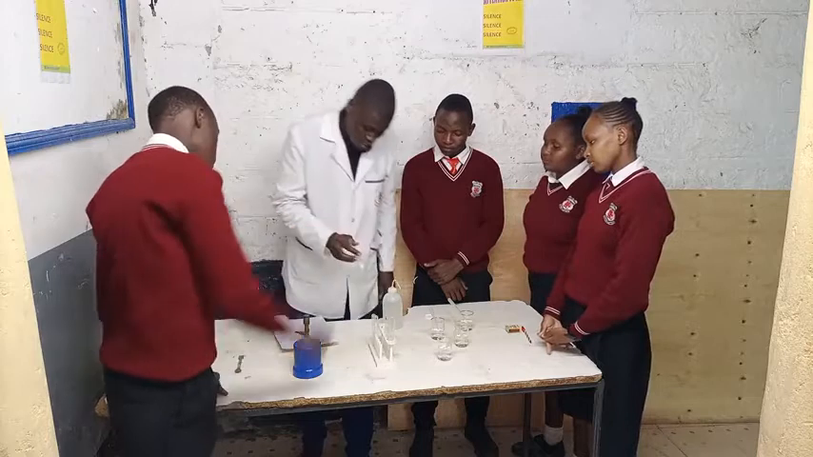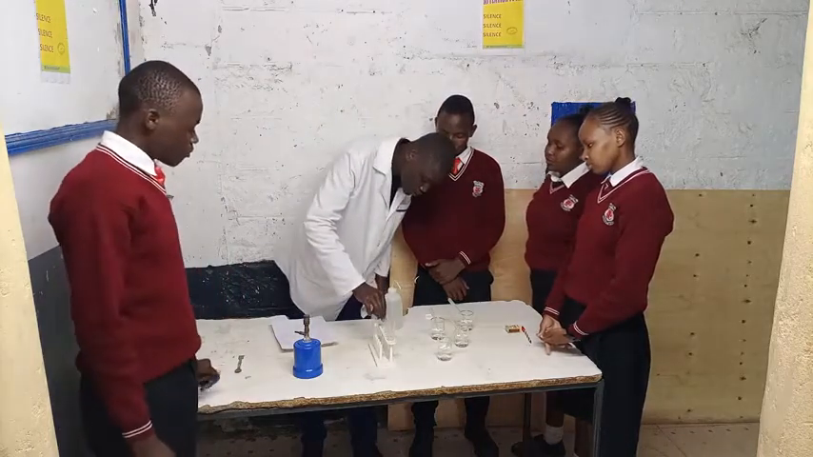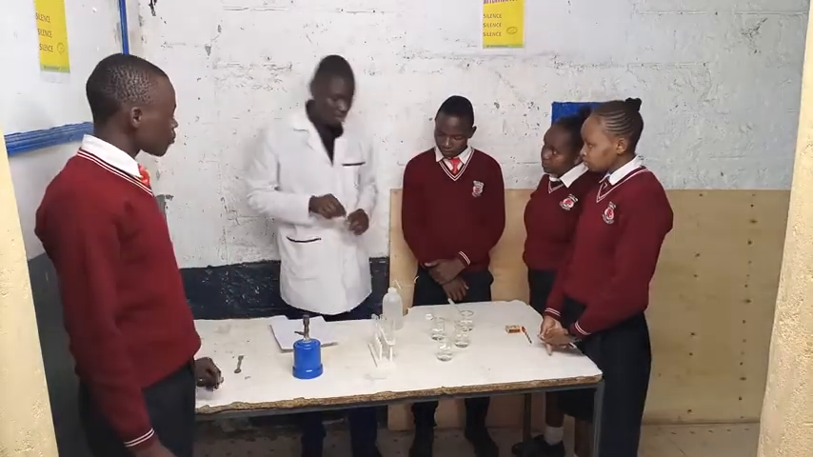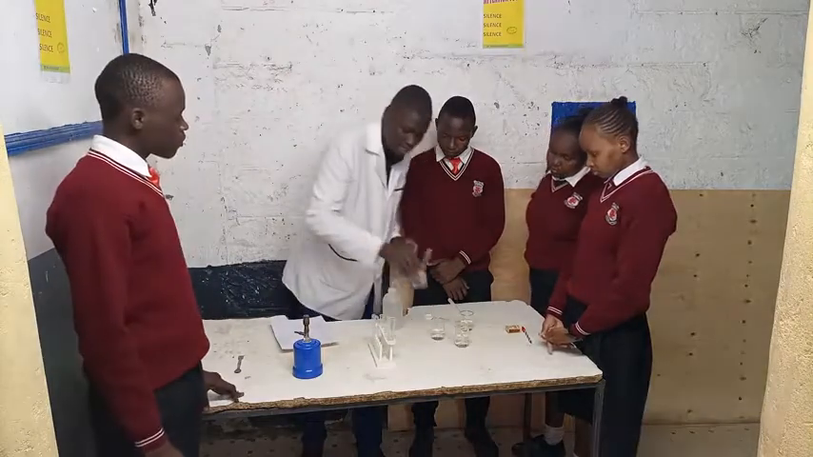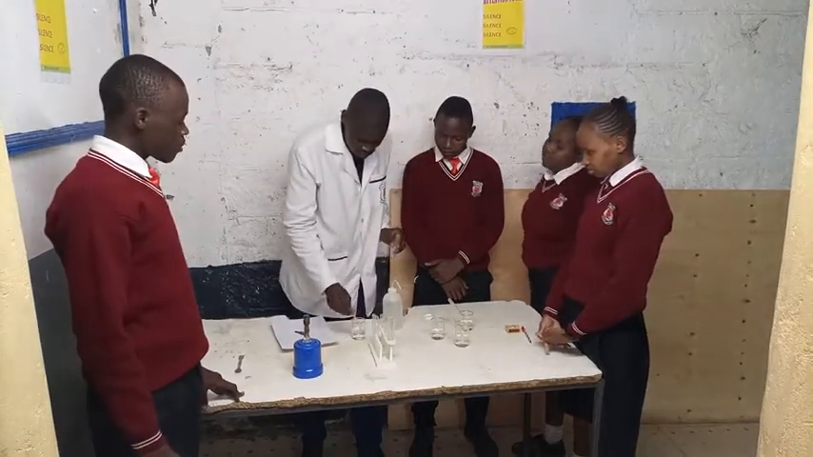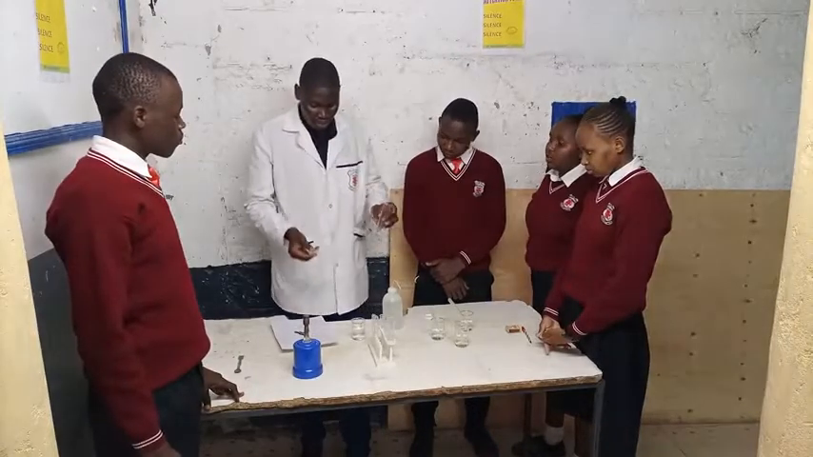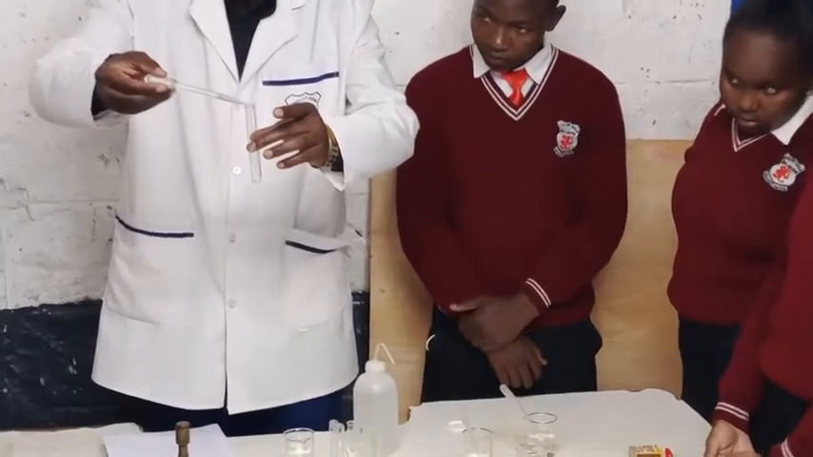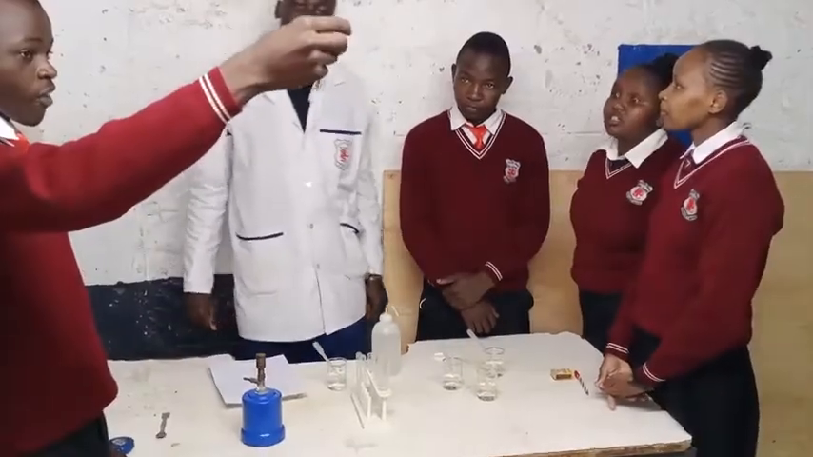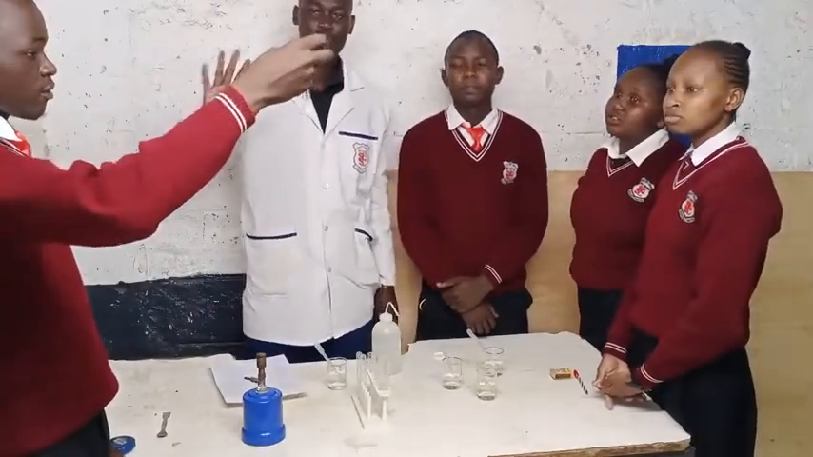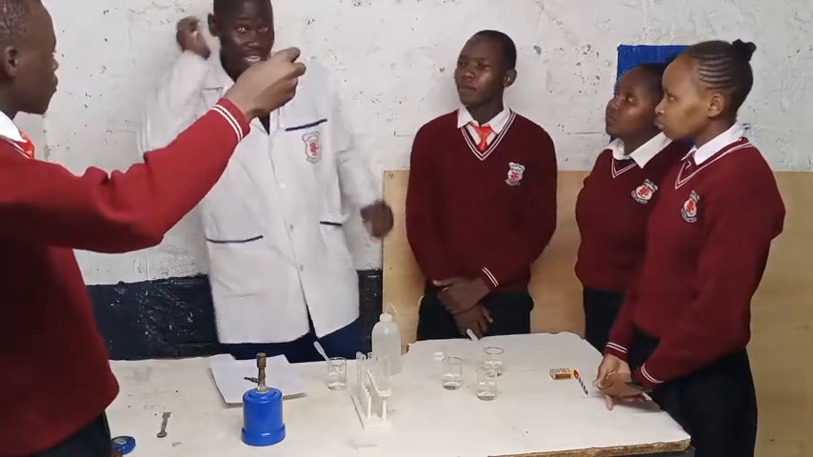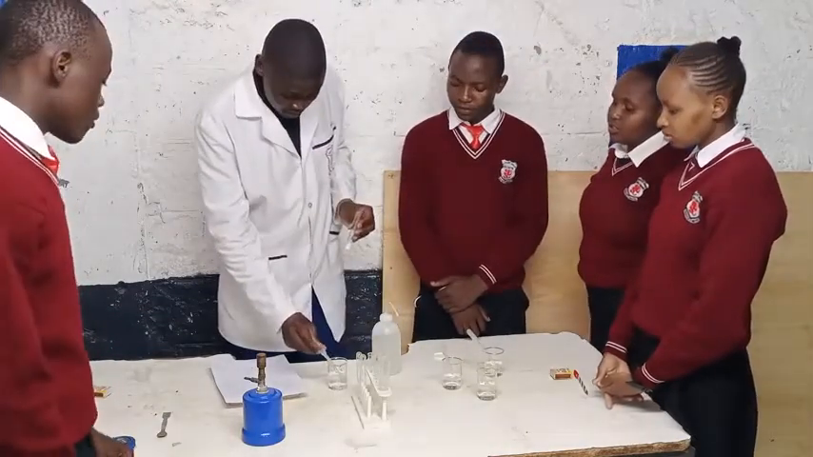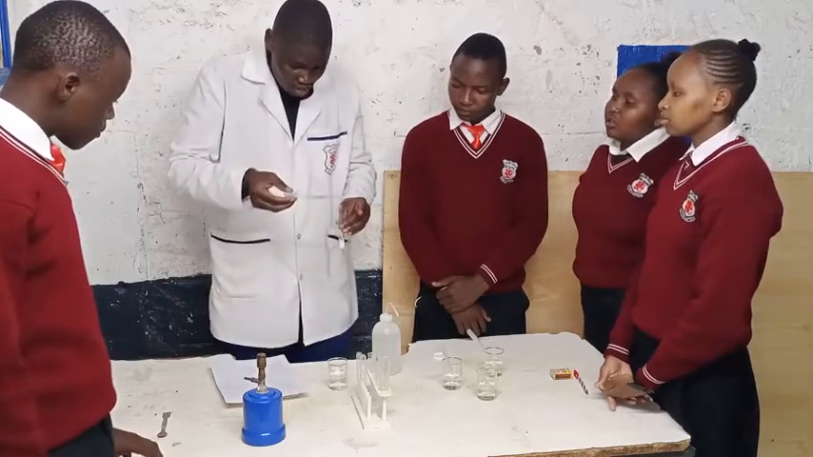Now to the second portion: add sodium hydroxide solution dropwise until in excess. We are adding dropwise. Now what are you seeing? Formation of white precipitate. Now let us add it until in excess. In excess, what do we form?